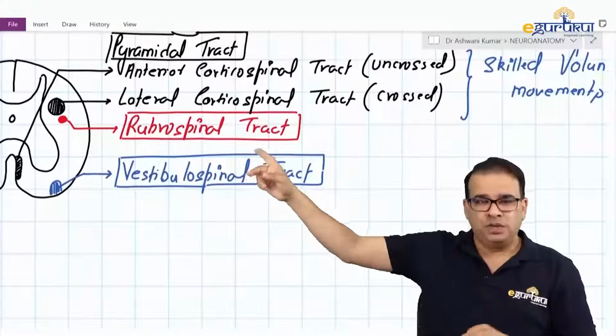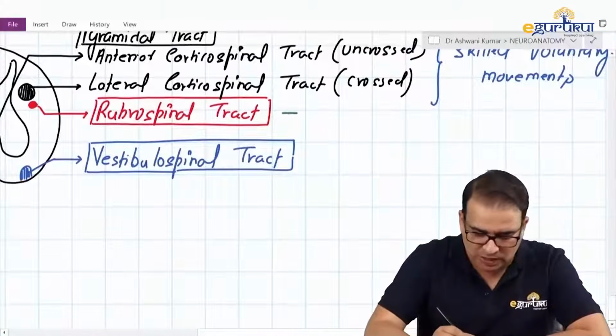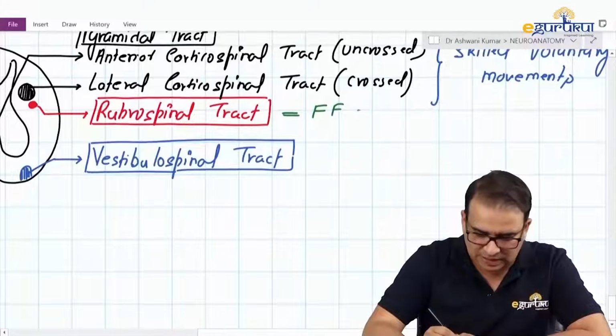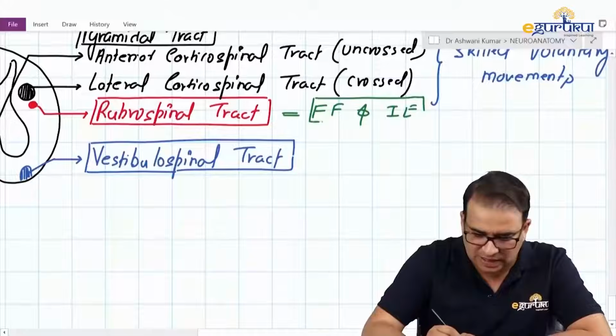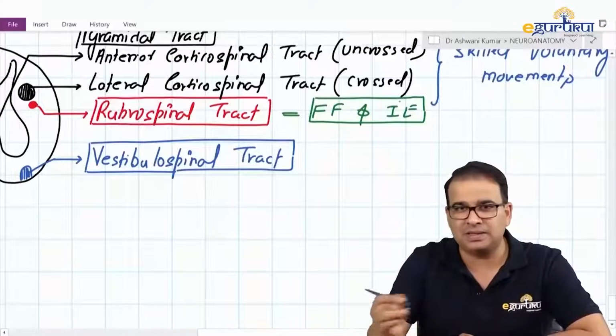Comparison, when we do. So we said rubrospinal tract, you remember it like this. Rubrospinal tract, it facilitates what? It facilitates flexors and inhibits extensors. You can write the full thing. It facilitates flexors and inhibits extensors.